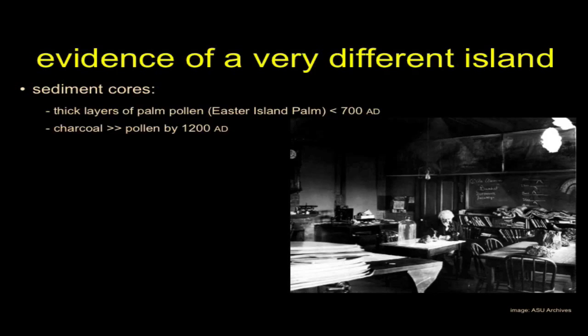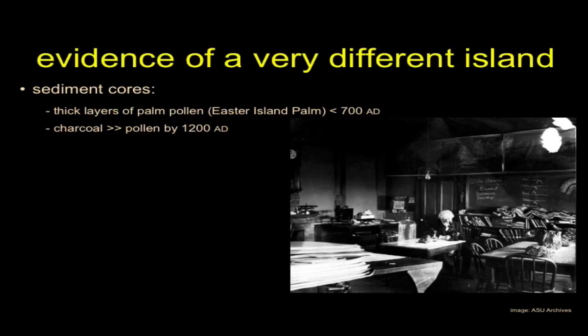So if we go look at the sediment cores, what I'm talking about here is just straight up sediment. I'm not talking about seeds or anything yet. Just straight up tube in the ground. We find thick layers of palm pollen, which we have now figured out is Easter Island palm, before 700 AD. Once we get to a bit past then, we lose that signal. And also, once we get to deposits more recent than 1200 AD, we see huge amounts of charcoal, huge amounts of burnt wood. So that's kind of weird.